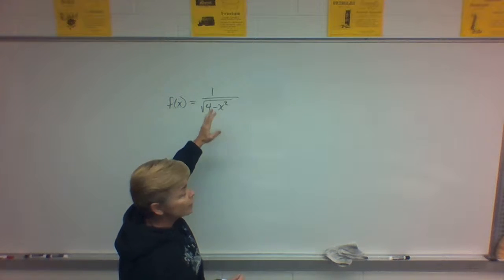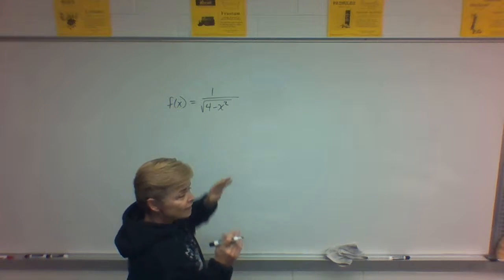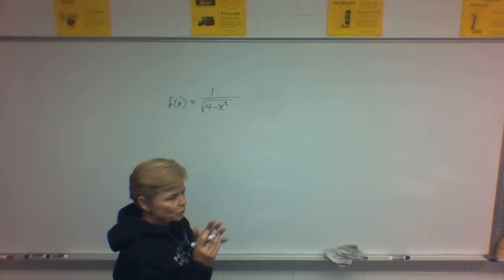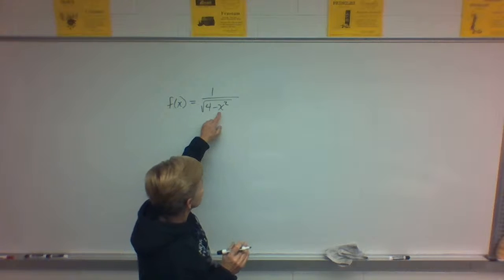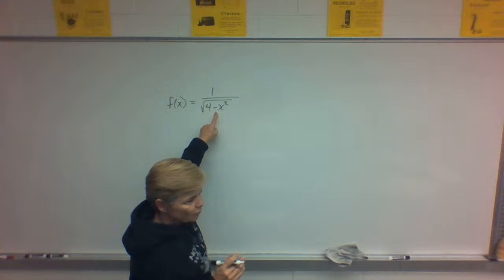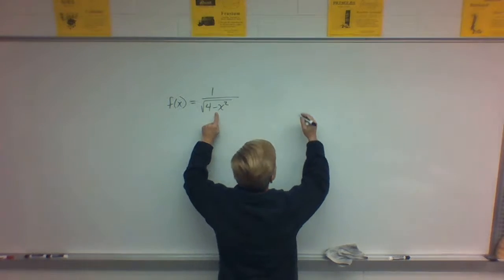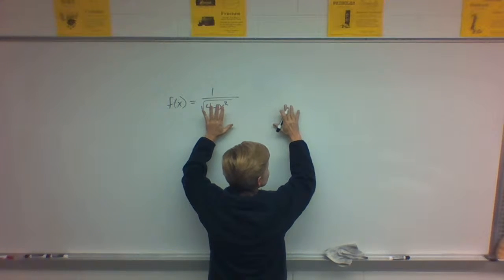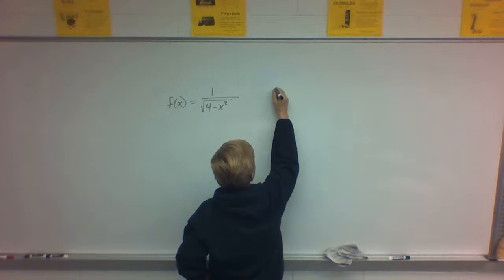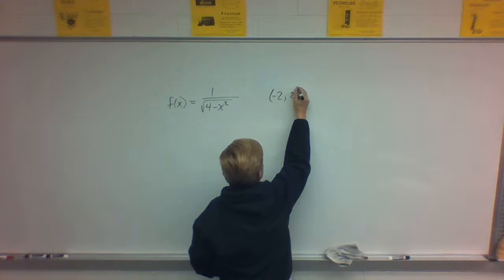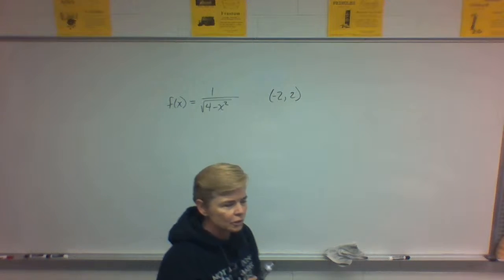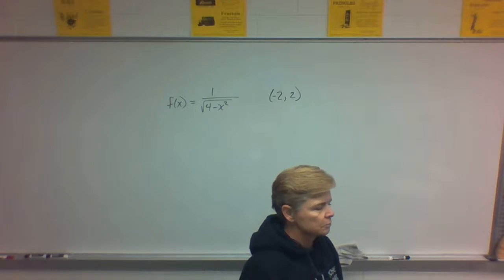4 minus anything as close to 4 as you would like is still square rootable. Right up to 2 is square rootable, but it makes a 0 for a divisor. So we understand that even though they didn't give us an interval, we know that the interval is this, which means we don't have to look at the endpoints because it's open.